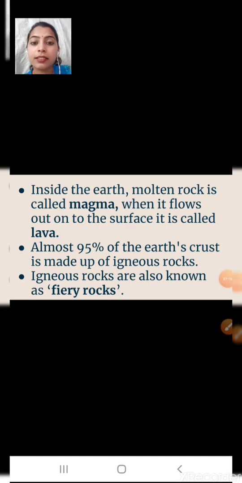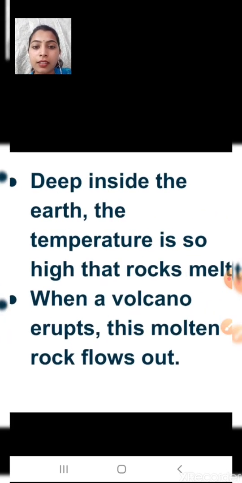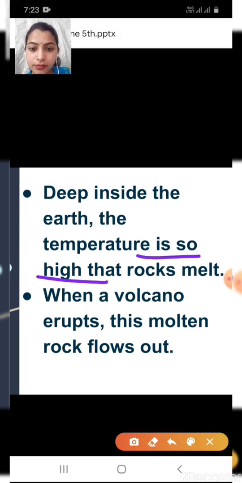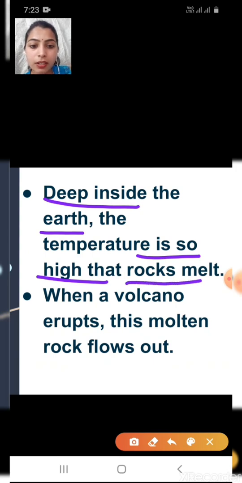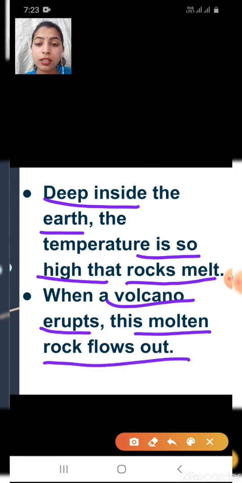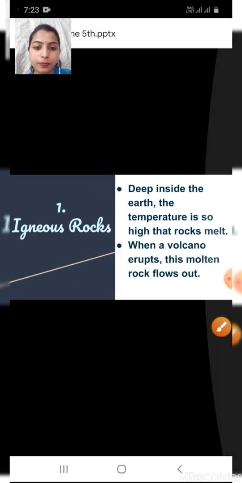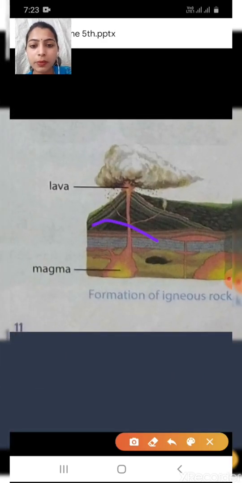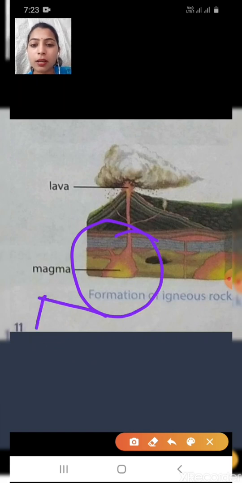First of all, deep inside the earth, the temperature is so high that the rocks melt. Second, when a volcano erupts, the molten rocks flow out. Deep inside the earth, the melted rocks are called magma, and when it comes out onto the surface, it is called lava.